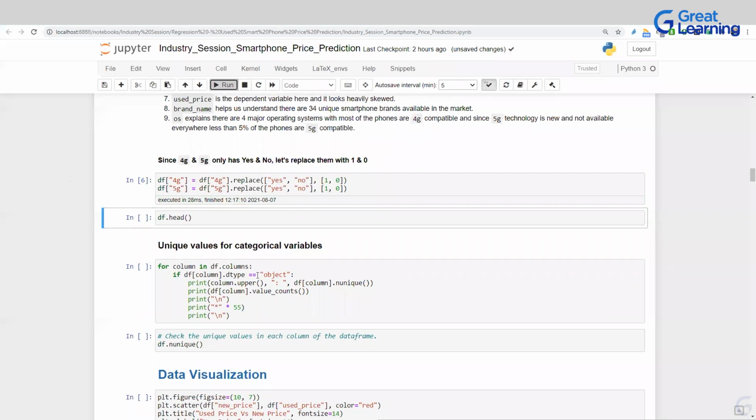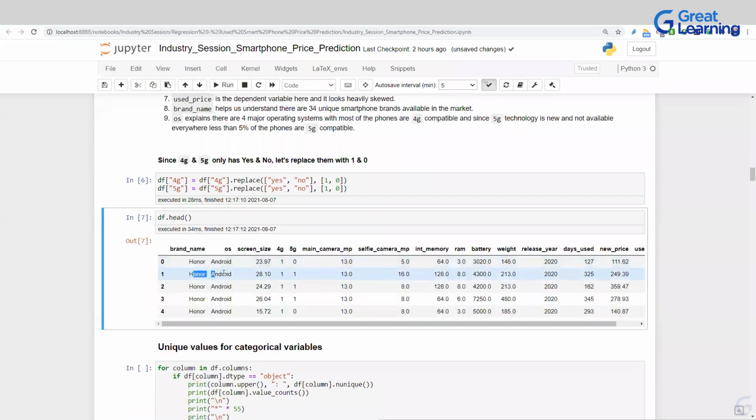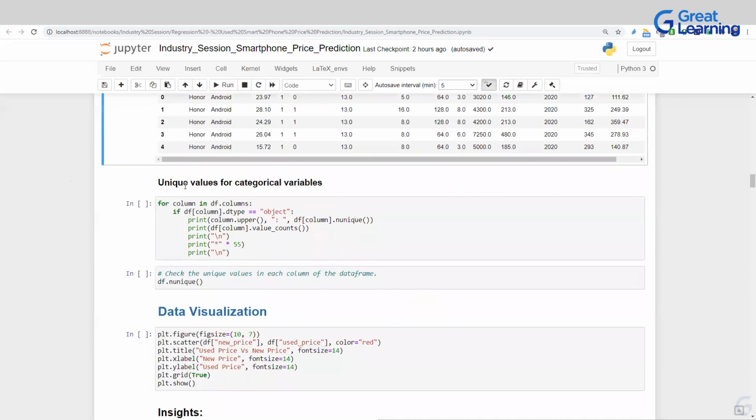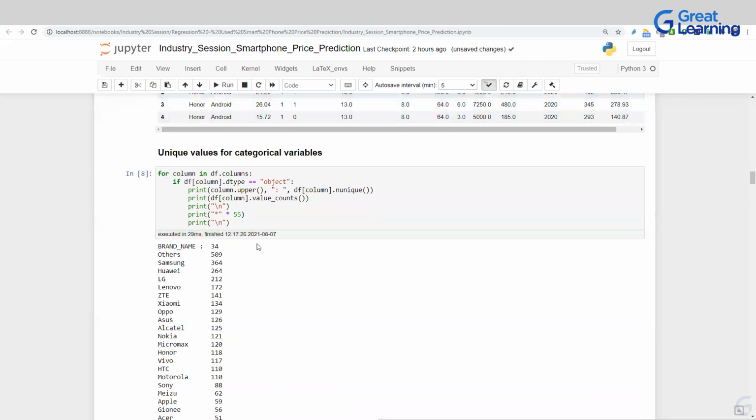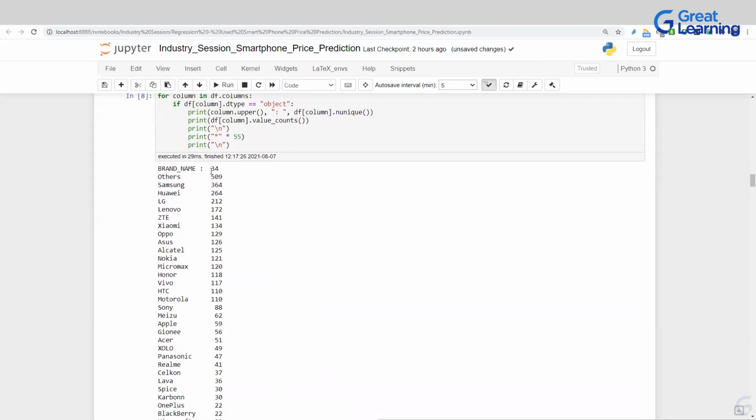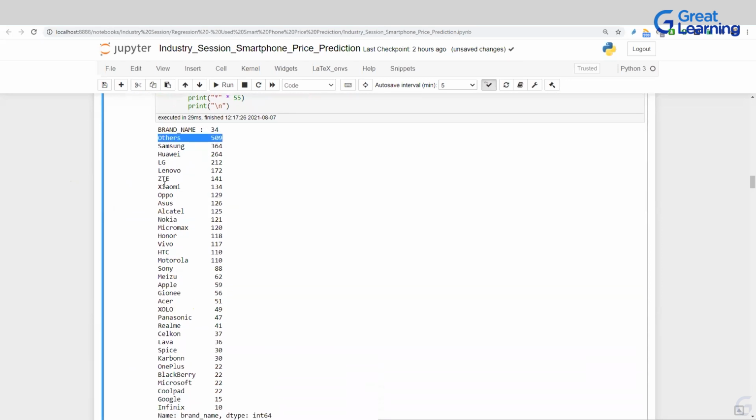So now if you look at head, there are only two variables which are strings. Everything else is already numerical. So let's go ahead and look at the distribution of these two categorical variables, which are strings. First of all is the brand name, which has 34 unique brands, and we can see others is dominant, which means not categorized in the list here. And the most available phone after others is Samsung, and then Huawei, LG. So we can say these are the top 3-4 brands that capture most of the market, right?